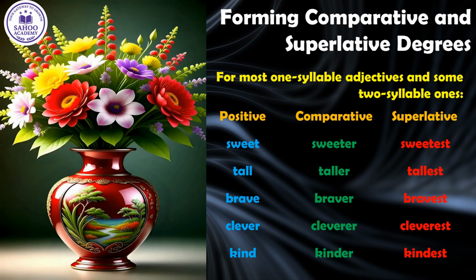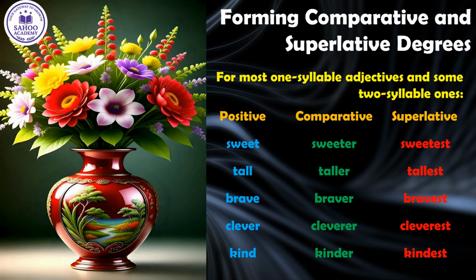Now let's see how to form the comparative and superlative degrees. For most one-syllable adjectives and even for some two-syllable adjectives, we form comparison by adding er and est. So the positive degree is the simple form, the comparative degree ends with er and the superlative degree ends with est. Clear? Look at these examples.